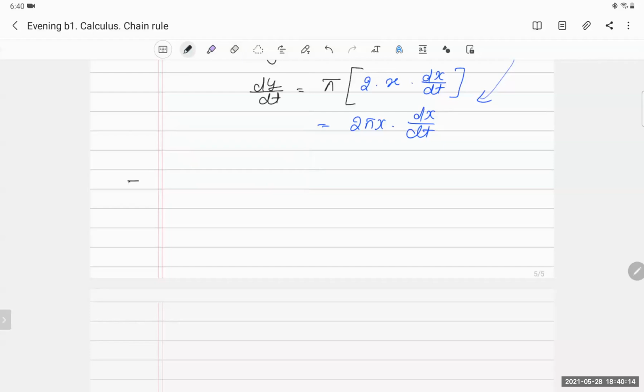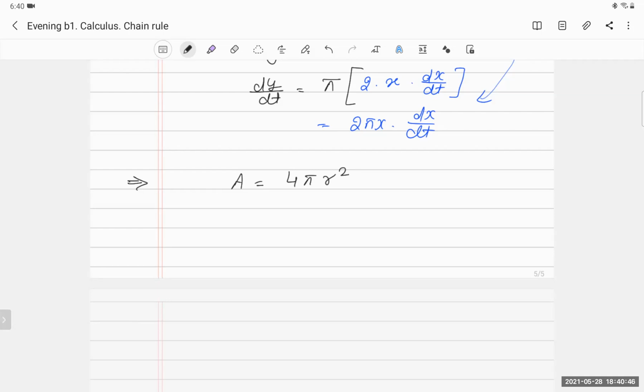Suppose I give you one function. You know what is the formula for surface area of a sphere? Yes, sir. 4 by 3 pi r cube. That is the volume. I am asking surface area. Sir, 4 pi r square. Yes, 4 pi r square, this is the surface area. Volume is 4 by 3 pi r cube.